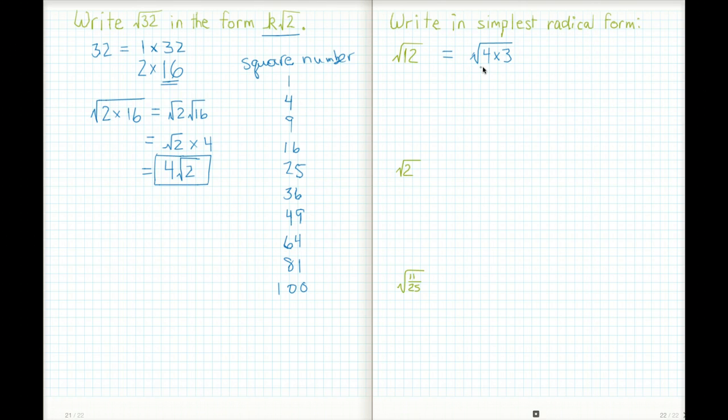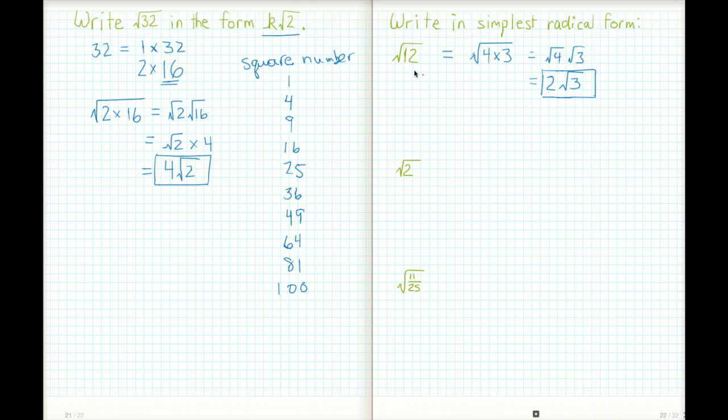I'm going to write it as square root 4 times square root 3. Write them as separate radicals first to show you all the steps. Then square root 4 is equal to 2, and square root 3 is an irrational number that stays like that. So square root 12 in simplest radical form is the same as 2 square root 3.